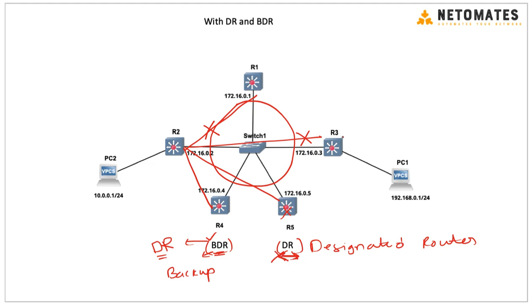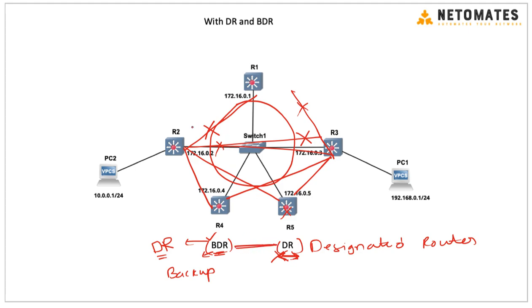Similarly, R3 also will form neighborship with R5 and R4, which are the DR and BDR, but it does not form any neighborship with R1 or R2. Same thing happens with R1. R1 forms neighborship only with R4 and R5. And the DR and BDR also form a neighborship with each other.